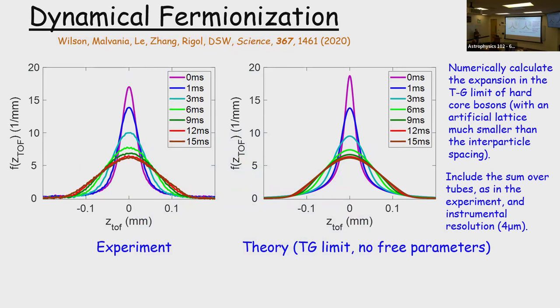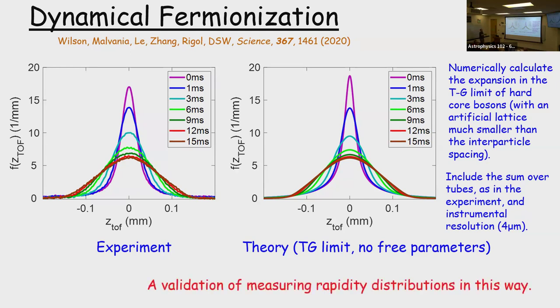And this is a theoretical calculation, taking into account all the other details of the experiment. And you see particularly that it agrees extremely well for the asymptotic distribution, which is, in this case, a measurement of that fermionization. And in general, it serves as a way to validate that when we're measuring rapidity distributions, the way I described, it is really the rapidity distribution. Just note that this strongly interacting limit is the only place you can actually do this.